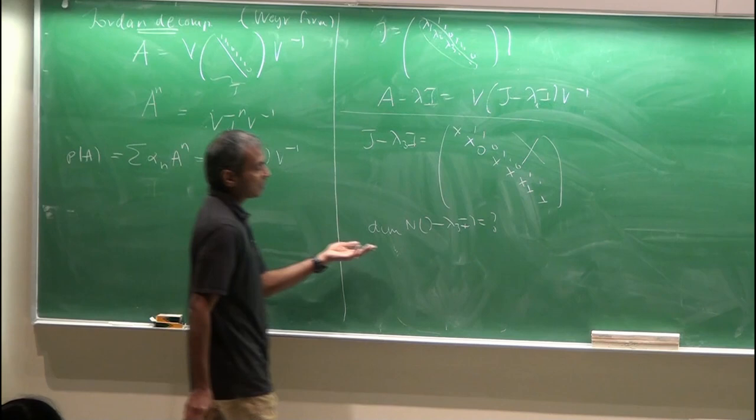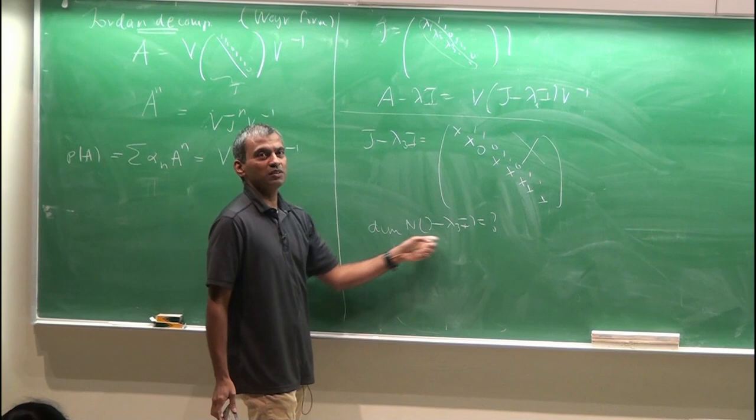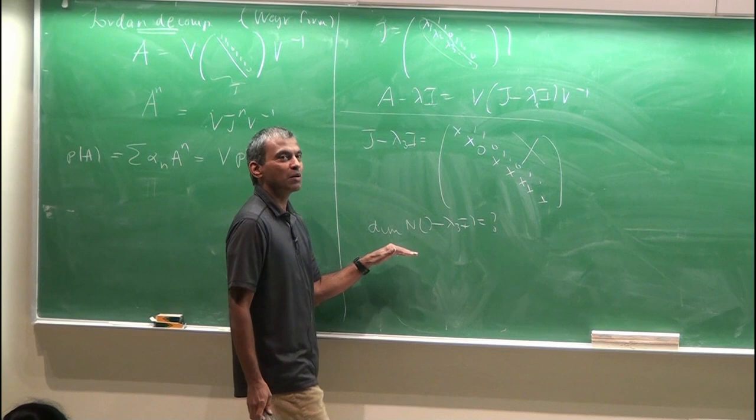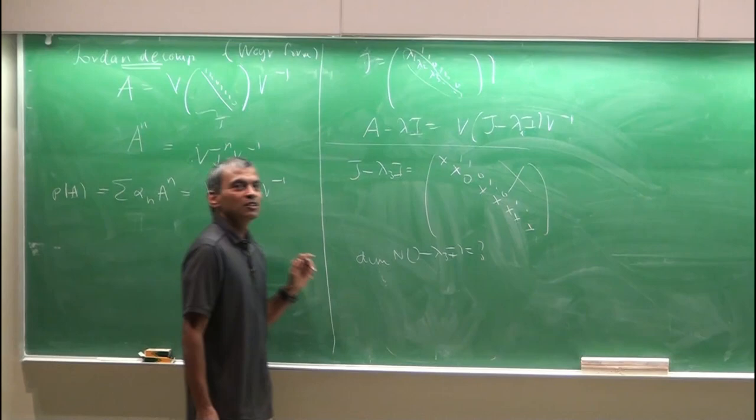Much of the difficulty in proving the Jordan decomposition has to do with this question over here. Maybe in the way I do it, I'll sort of mask this question in my proof, but in Carl Meyer's proof, this is the question you have to actually answer first. So take your time and try to do this.